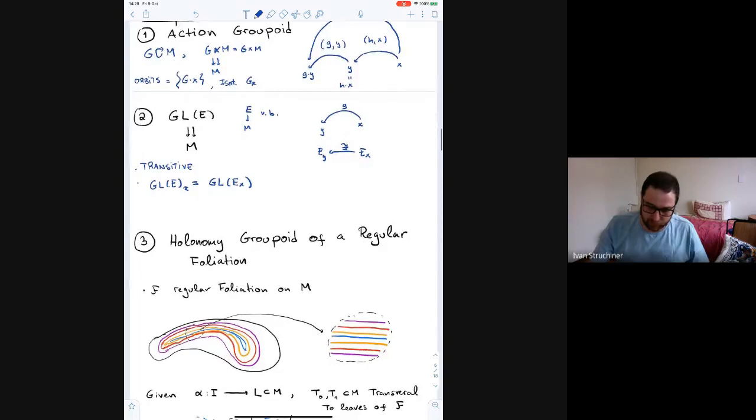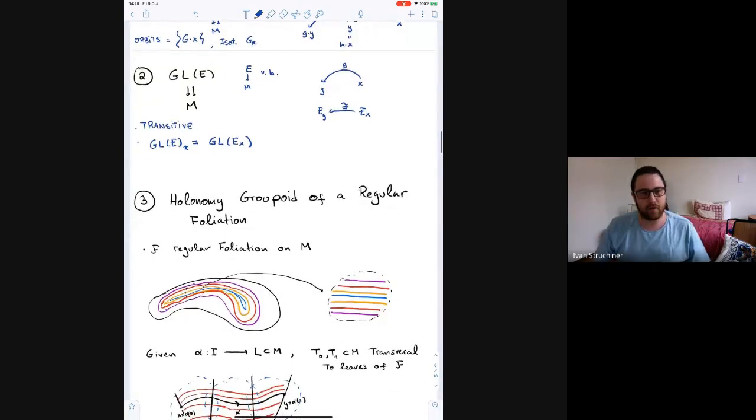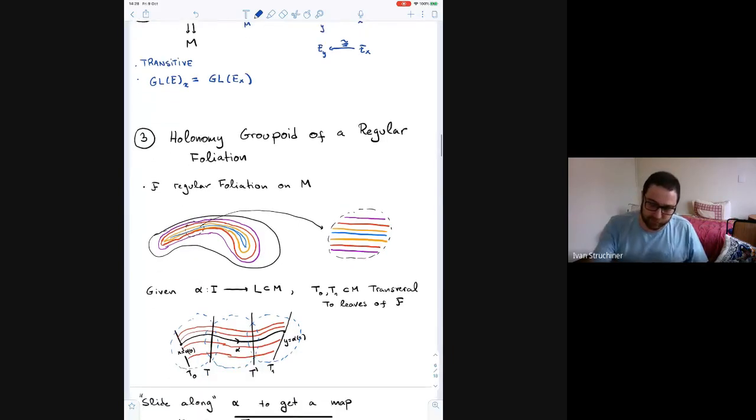Okay, the last example I want to give you is the holonomy groupoid of a regular foliation. For this one, I wrote it beforehand because of the pictures. So let F be a regular foliation, so it's a smooth foliation with all leaves of the same dimension. This is the same thing as an involutive distribution on TM, an involutive subbundle of TM. And I drew here a picture of a foliation.